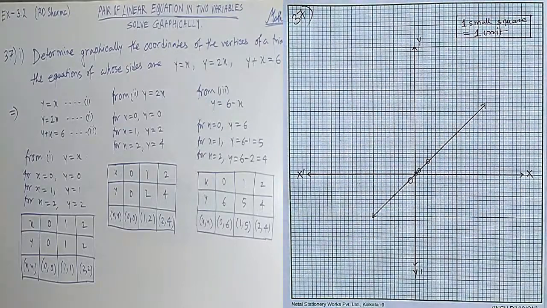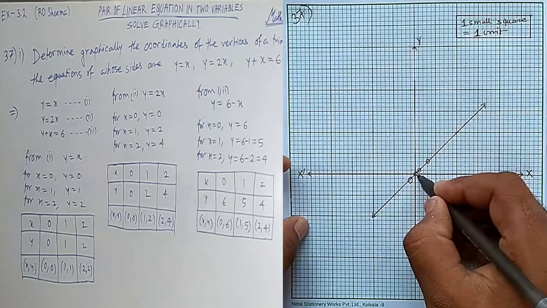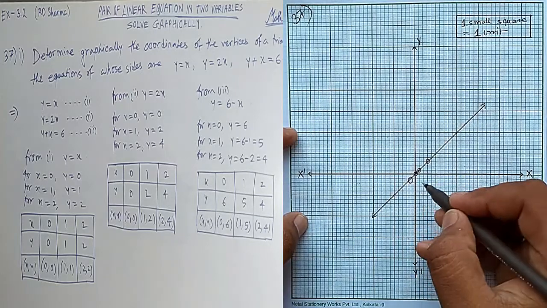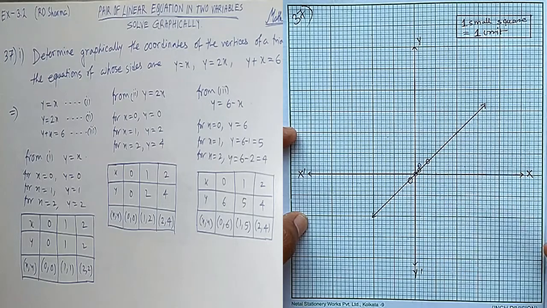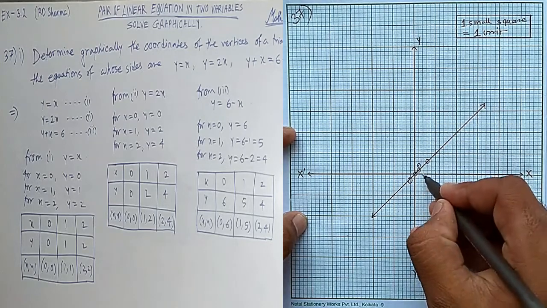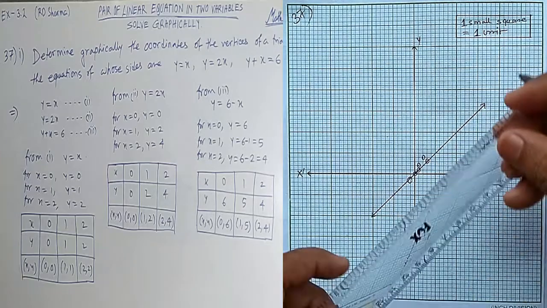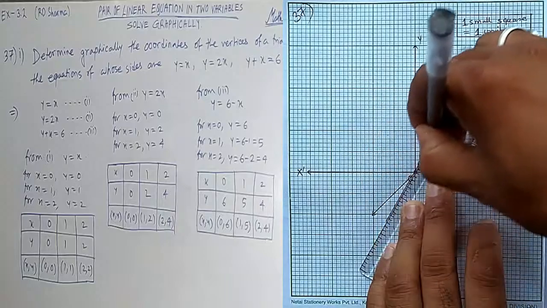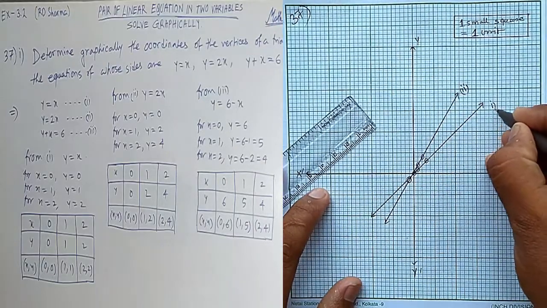Now we plot the coordinates of the second equation. The first coordinate is (0, 0), that is this point, and second (1, 2), that is x equals 1, y equals 2, that is this point. And the next (2, 4), x equals 2, y equals 4, that is 1, 2, 3, 4, this point. We join these points, and this is the graph of the second equation, and this is the graph of the first equation.